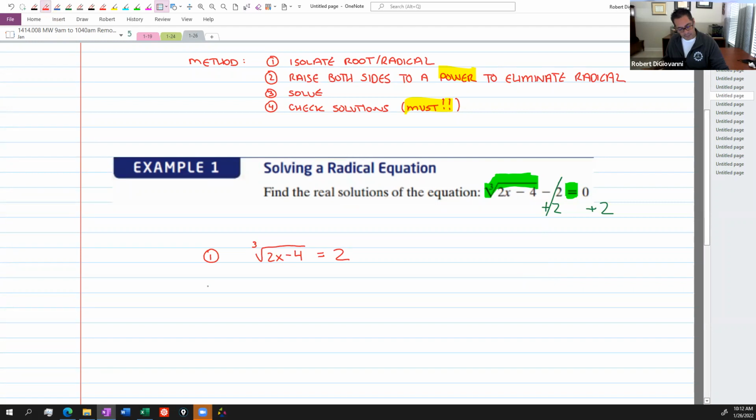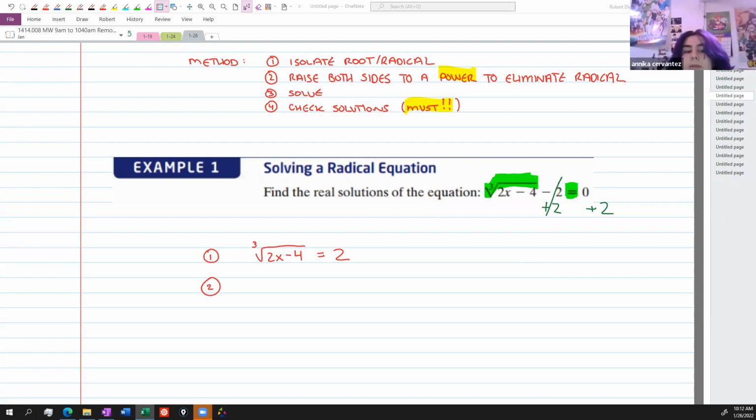Second step, Annika, are you there? Hey, Annika, are you following? Yes. Okay, have you done radical equations in the past? Do you remember doing this? Yes, kind of. Okay. So I've isolated the radical. Step 2 is to raise both sides to a power to eliminate the radical. And the power we have to figure out. So Annika, are you comfortable with what power I should raise both sides to? Would it be 3? Yep, exactly, because it's the cube root.